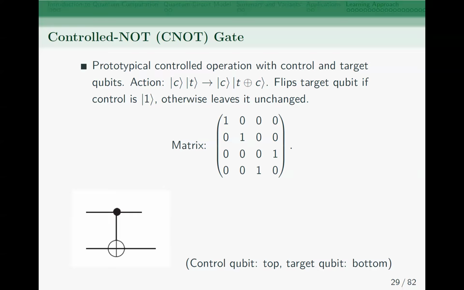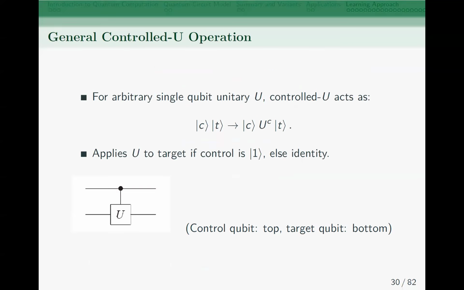So this is X, right? So you can say, all right, then I can define any general control operation U. For a single qubit unitary U, I can define a controlled-U gate: if the control is 1, then I apply U on the target. Okay, so pictorially, this is what people use. Hopefully the definition is clear, right?